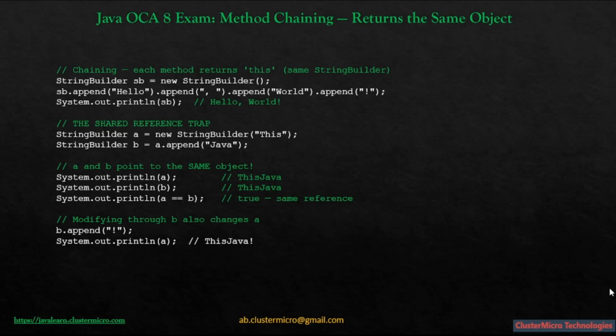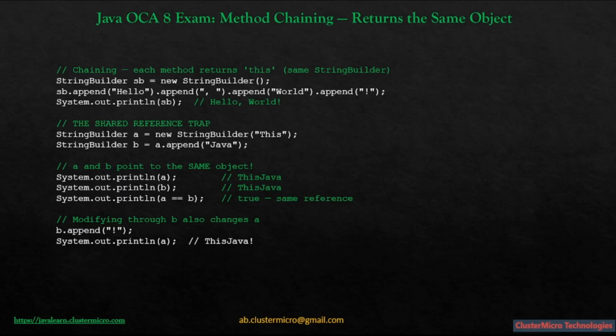Okay. The shared reference trap is here. You see StringBuilder A is equal to new StringBuilder this, StringBuilder B is equal to a.append java. Now here is where people get caught. A is a StringBuilder holding this. We call a.append java, append modifies A in place, so A now holds this java. Then append returns this, which is A itself, and we assign the return value to B. So B is not a new StringBuilder. B is not a copy. B is literally the same object as A. Both variables point to the exact same location in memory.